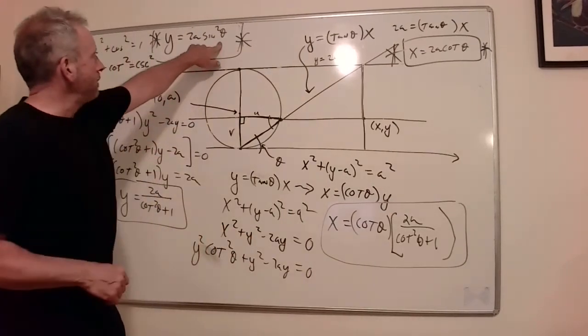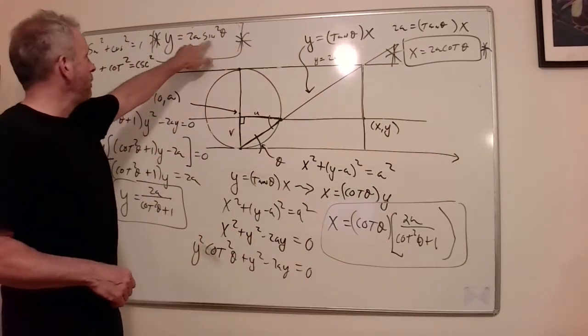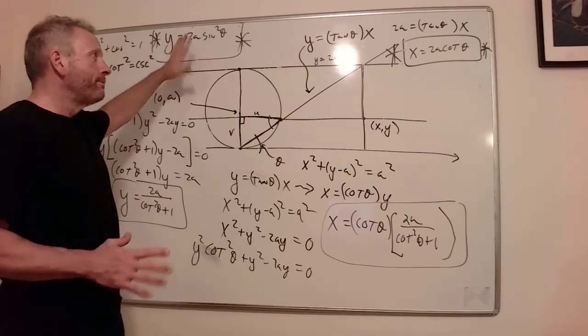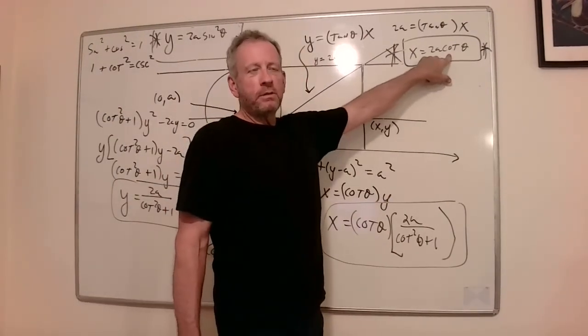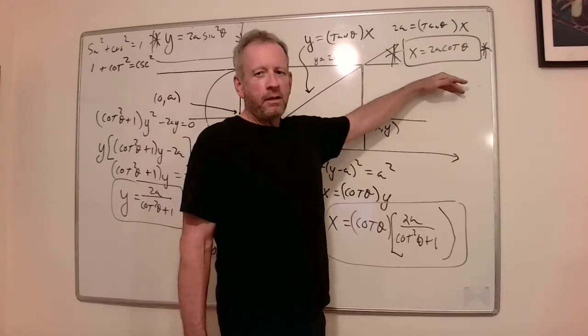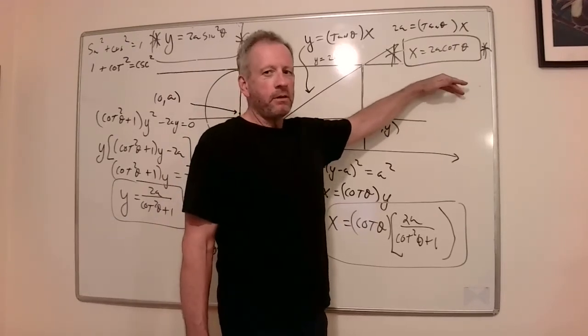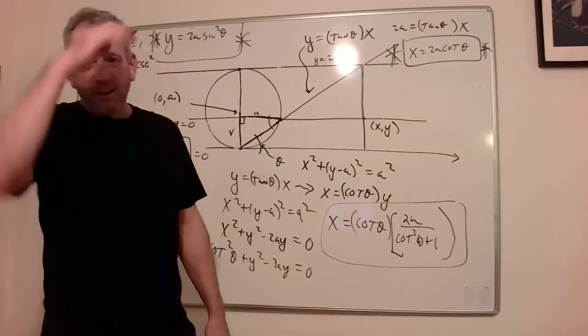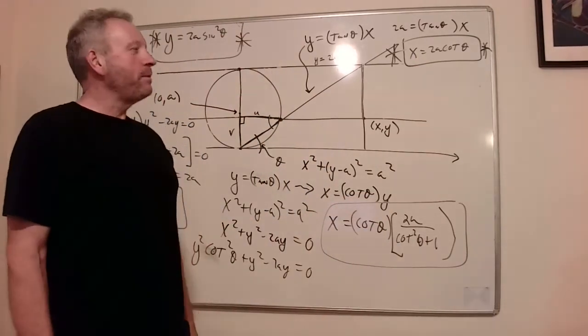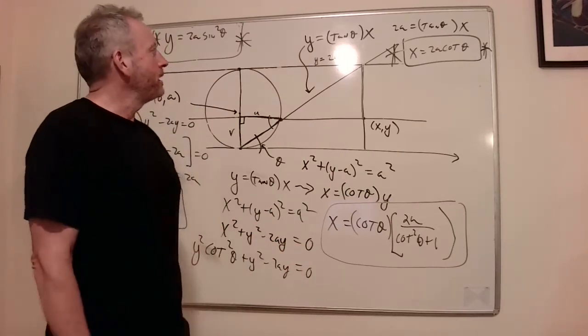If I put a 0 in here, sine of 0 is 0. 0 times 2a is 0. So y is 0. Put a 0 in here. What's cotangent of 0? Cosine over sine. What's sine of 0? 0. Can't divide by 0. No solution. Hey, that'll be my new thing. I think I'll say that whenever something comes out the way it should come out.